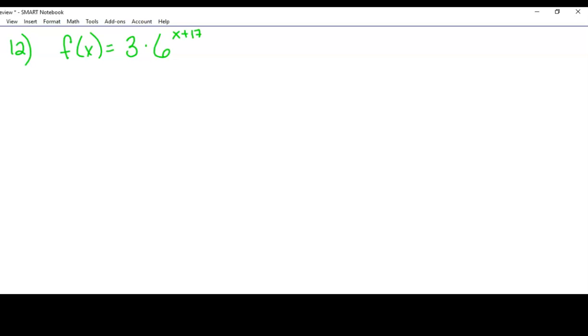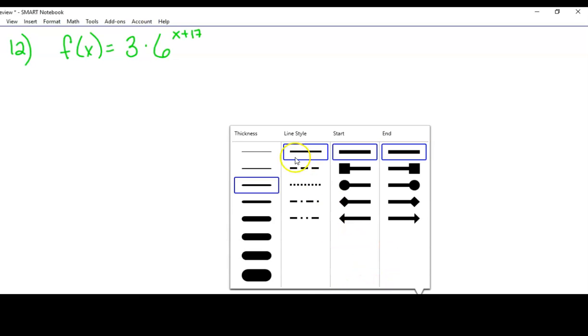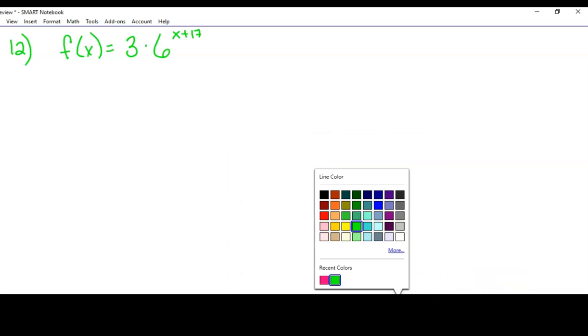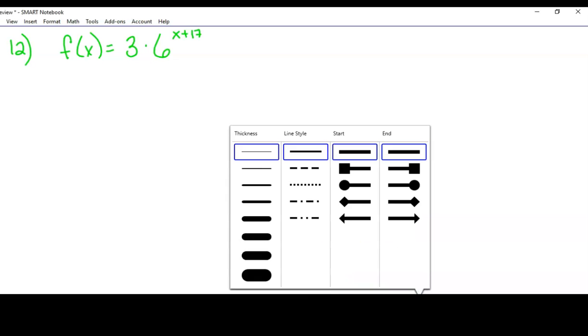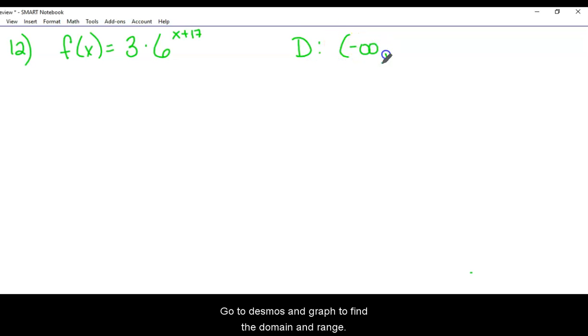I was originally only going to work the odds, but this one is an exponential, and I want to make sure I do one exponential and one log function. For some reason this is not giving me a pen. It's still on eraser. There we go. Okay, so number 12 is an exponential function. You can go over to Desmos and you can graph this and see that the domain is -infinity to +infinity. And then when we get the inverse, we'll look at that as well.